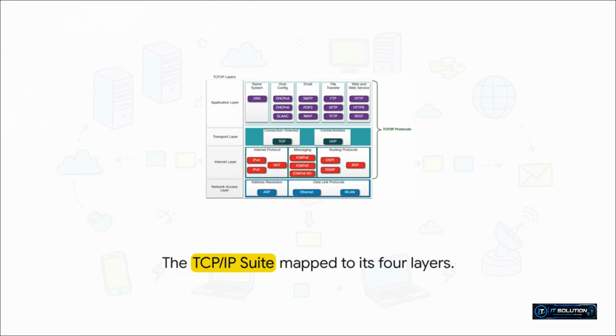Moving down, the transport layer relies heavily on TCP for reliable delivery. Right below that, the internet layer uses IP for routing your data. And down at the very bottom, the network access layer uses Ethernet or Wi-Fi to physically transmit the data. It's just a perfectly orchestrated stack.